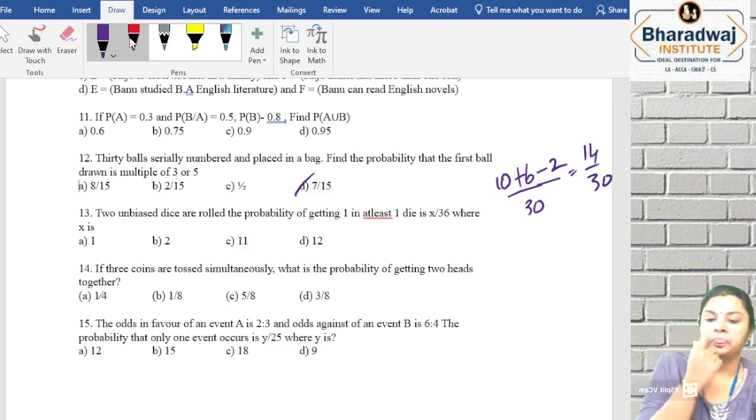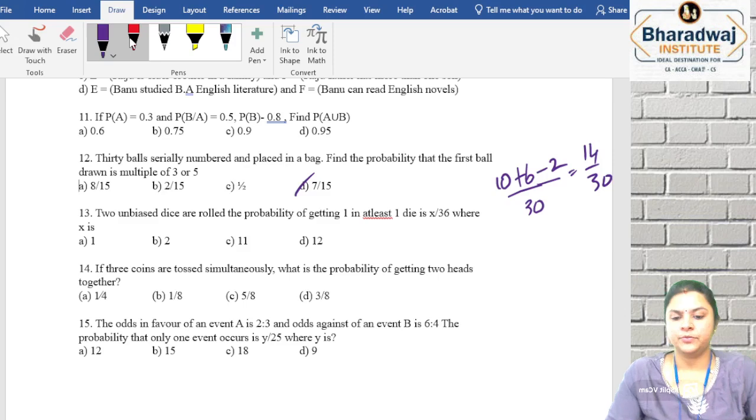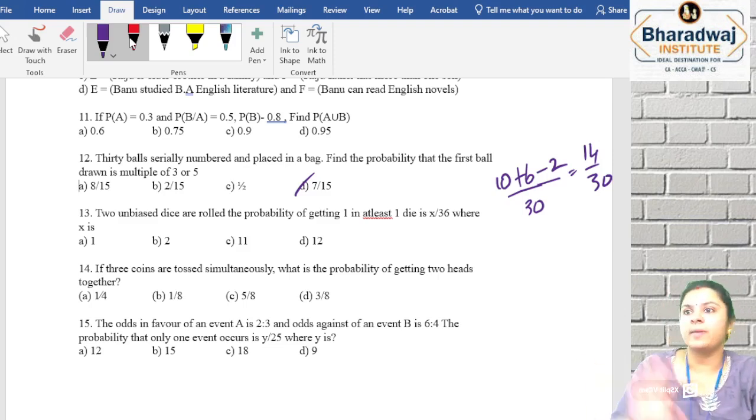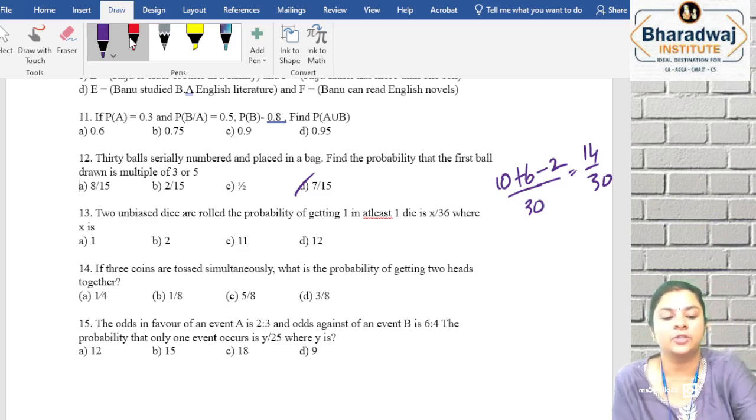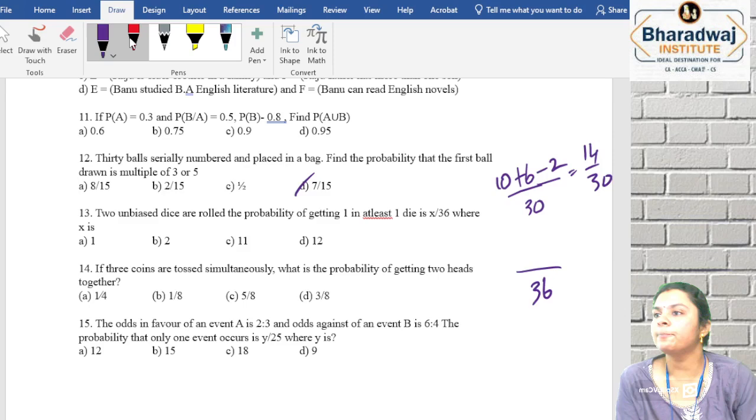Yes? 13th one. 2 unbiased dice are rolled. The probability of getting 1 in at least one die is dash by 36. 36 is the denominator. Okay. Where x is... we can find the probability, and after that we will fill in the blanks. So the denominator we know is 36.